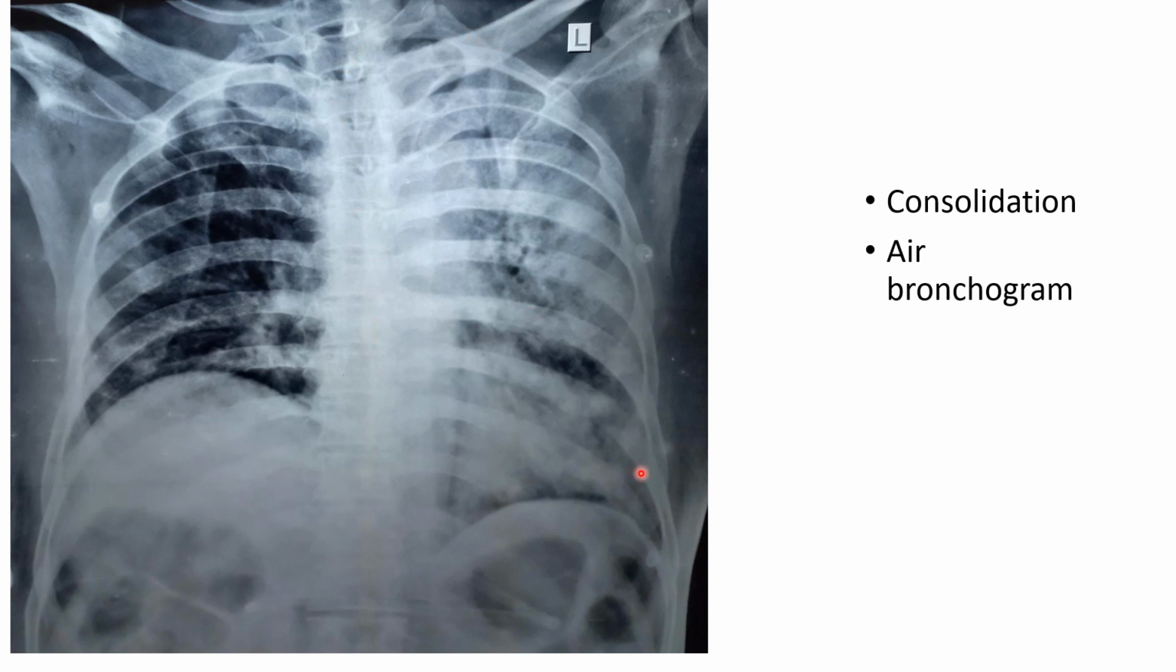Again, see this partial whiteout. We saw this earlier in the pleural effusion; it was like a complete white color. In consolidation you don't get that. Here there is a background whiteout, but you can see these air bronchi. This is the air bronchogram. You can see that the airway is filled with air and it is branching. So it is an air bronchogram. Again, this is a consolidation.